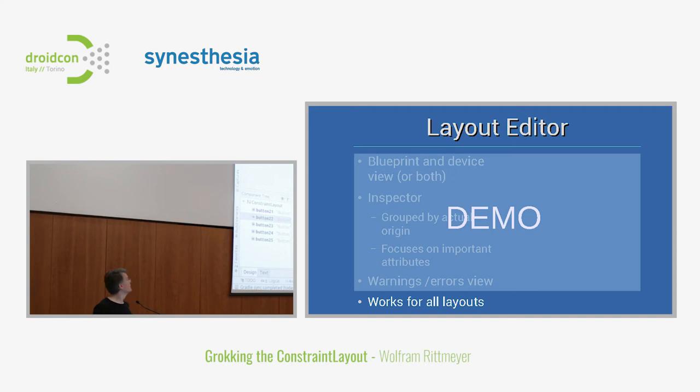And now it's a bit different for chains, of course, because if you would just uphold the constraints, the remaining space wouldn't be distributed correctly. But if you set a view to view.gone in a chain, the remaining space is equally distributed between those views that remain visible. So Google takes care of that.